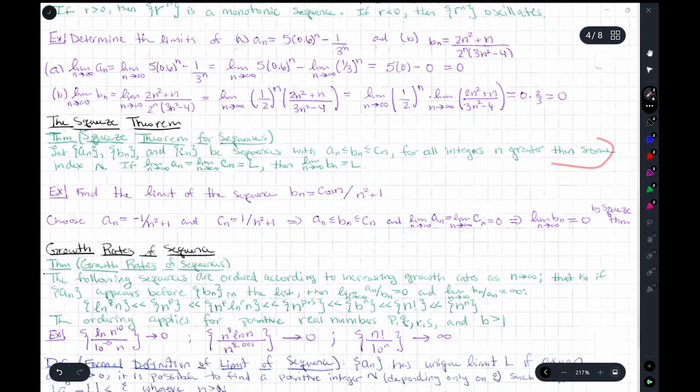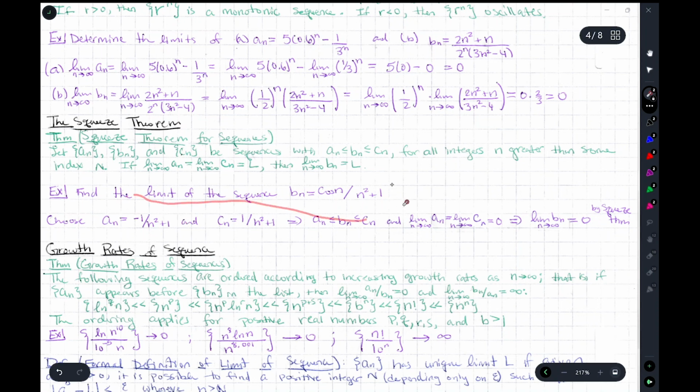So for some index N, after some very large number if need be, if the limit of a_n is equal to the limit of c_n is equal to L, so if these two sequences have the same limit L, then b_n, which is squeezed between these two, also has the limit L, okay? And so let's look at a concrete example here.